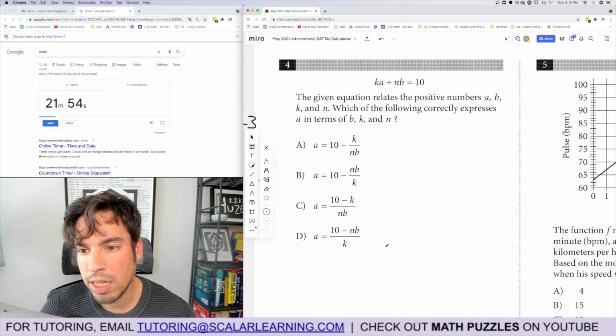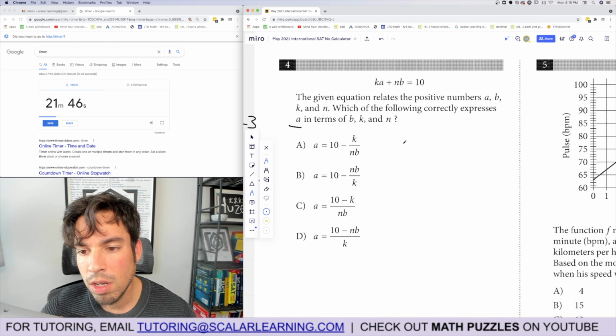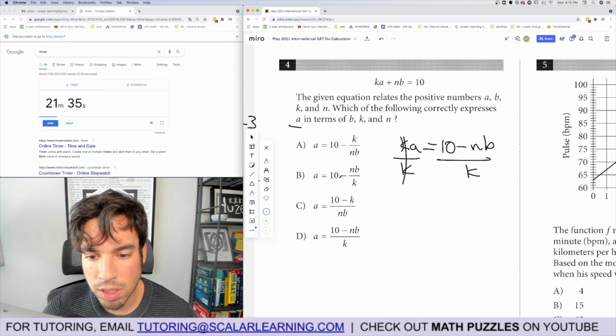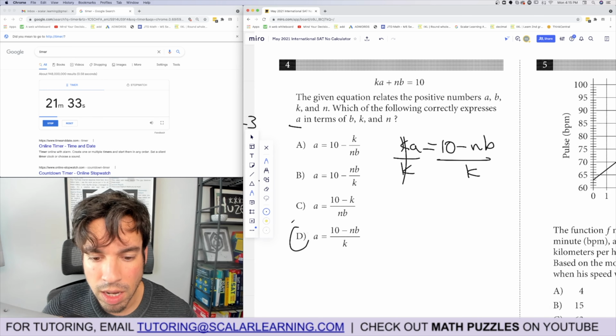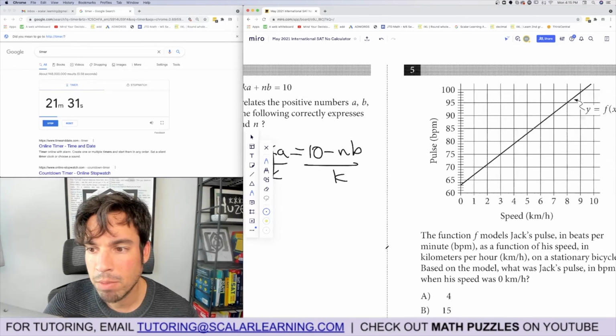The given equation relates the positive numbers a, b, k, n. Which of the following correctly expresses a? Okay, so isolate a, and that's all they've done, isolating quantities. So first I'm going to say ka equals 10 minus nb. Then I'm going to divide both sides by k, boom, and we've got a equals (10 minus nb) over k, boom, done.